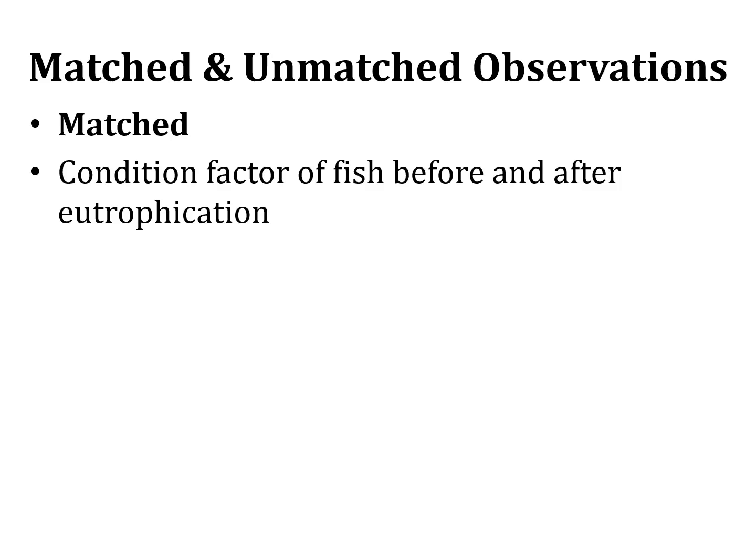Then we have another example: the condition factor of fish before and after eutrophication. We have fish and we calculate their condition factor, and then eutrophication occurs in the cultures, and we want to see if there is a change in the condition factor of fish after eutrophication. So this will be the matched observation, because we are taking the sample of the same fish before and after a condition.